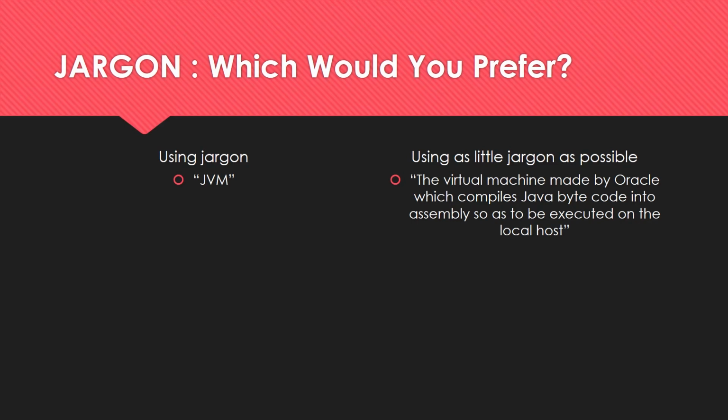JVM, or the virtual machine made by Oracle, which compiles Java bytecode into assembly so as to be executed on the local host. The vocabulary allows the paper to be much more clear and concise, fulfilling the main purpose of CS articles by increasing the transmission of information between the reader and the paper, facilitating the usage of the paper as a resource for the reader to use.